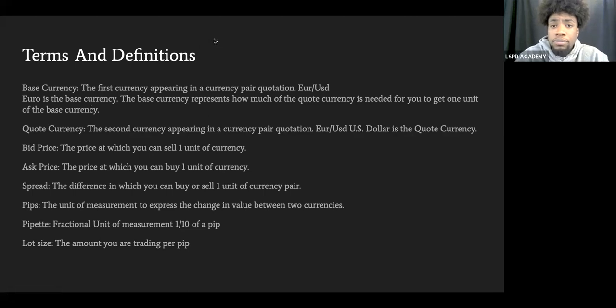A lot size is the amount you are trading per pip. So let's just say your lot size is 0.10, right? That would be $1 per pip. So for every pip the chart moves up or down, hopefully in your favor, you're making $1 per pip, right?